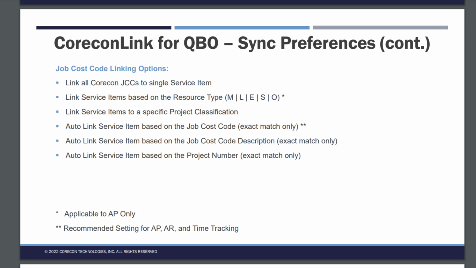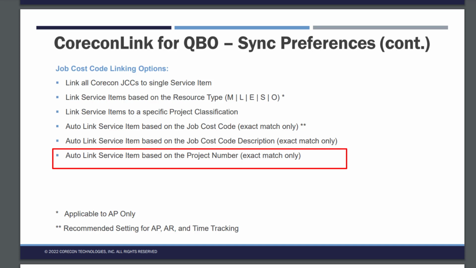But the part we're talking about here, as far as Sync Preferences, relates just to the cost of goods sold and how that information is tracked in QuickBooks Online. Since there's an indefinite amount of detail tracked in Corecon and can be illustrated in Corecon's reporting, a limited amount of information is needed on the QuickBooks Online side of that bridge. We're going to work in reverse order as we discuss these. The last item on the list is the AutoLink service item based on the project number, exact match only.